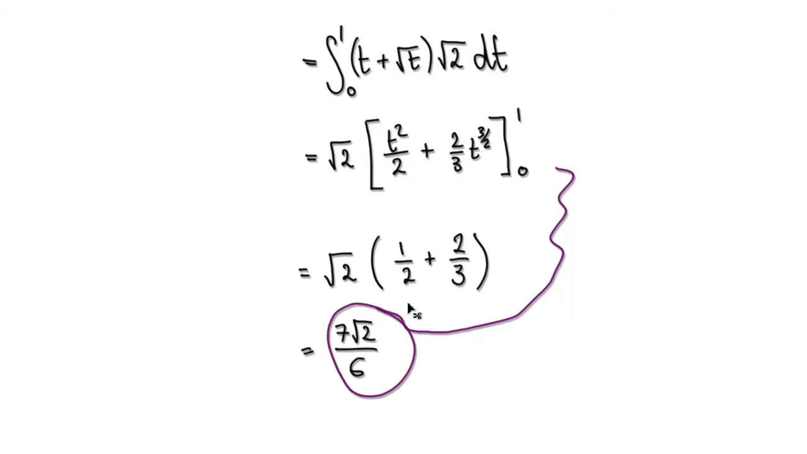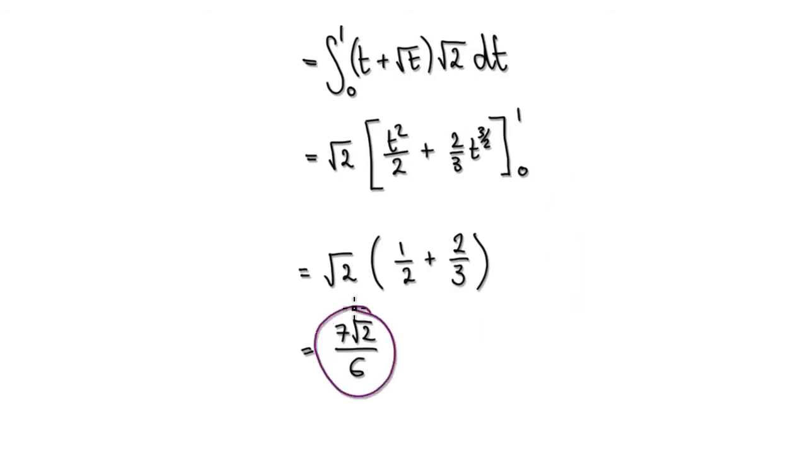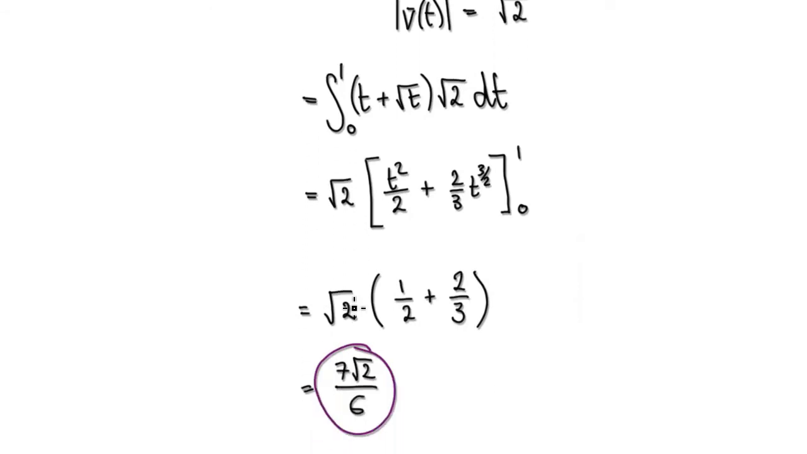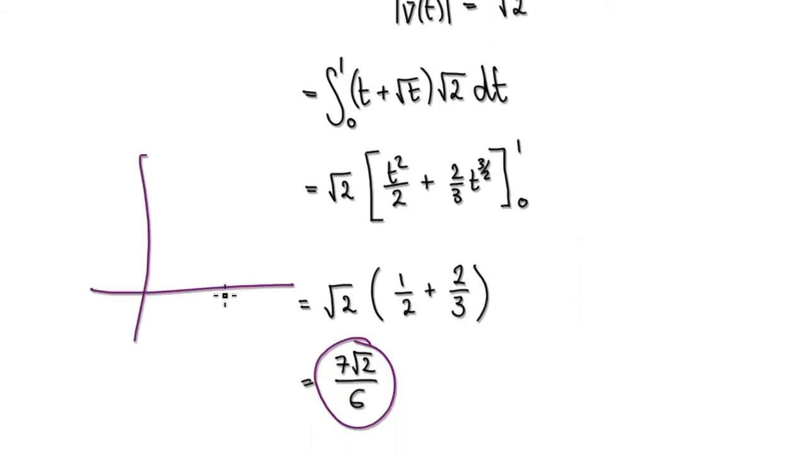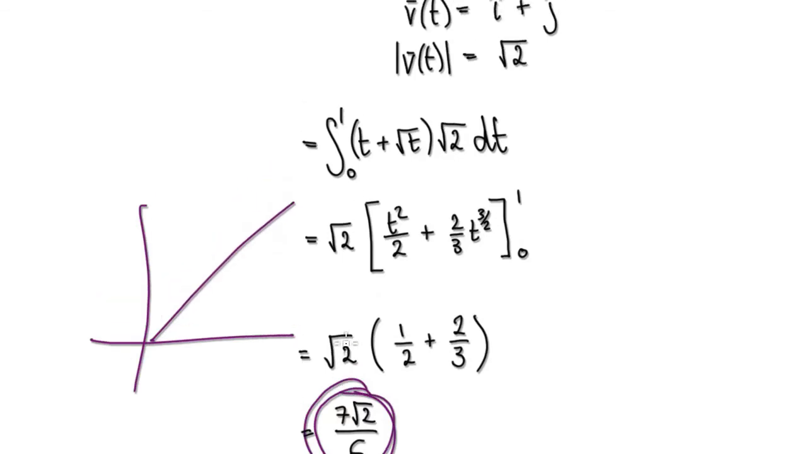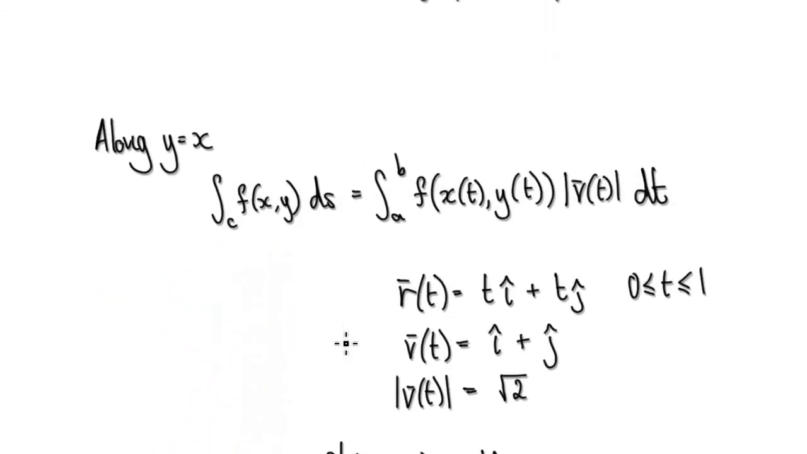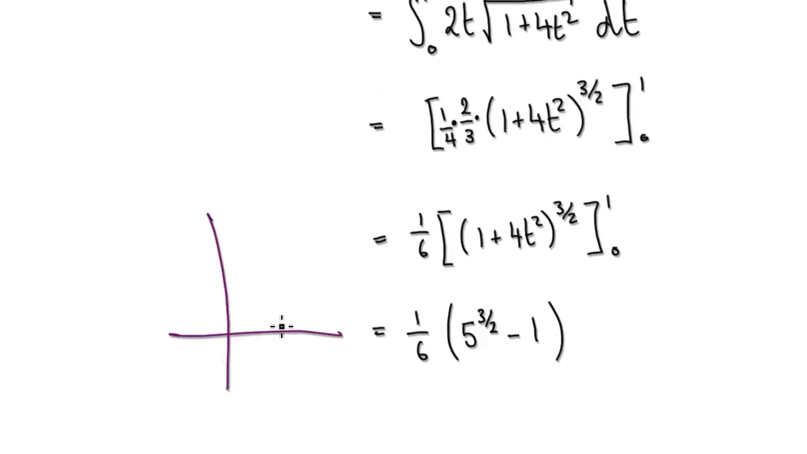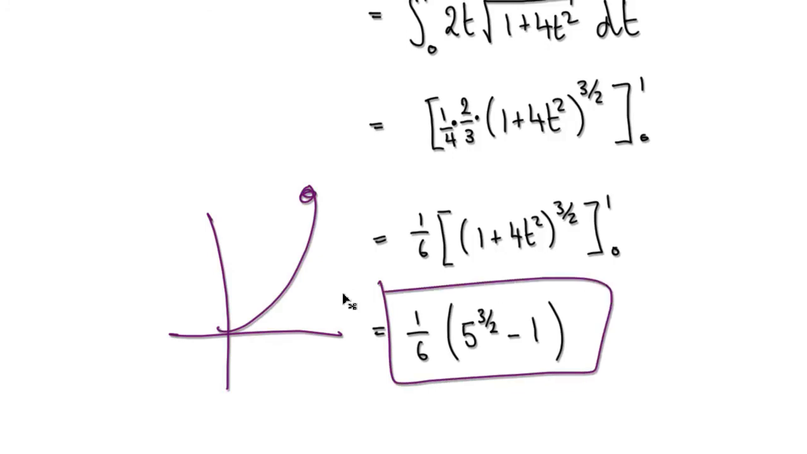So you can see that the line integral along this straight line is given by this, and this is different from the line integral along this path. Okay, so the two paths are different.